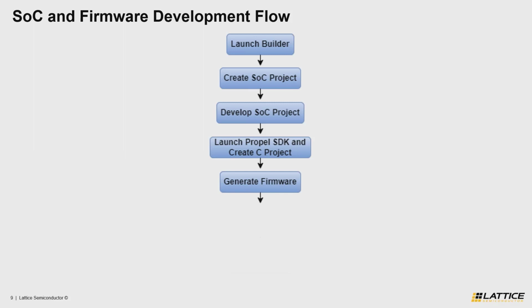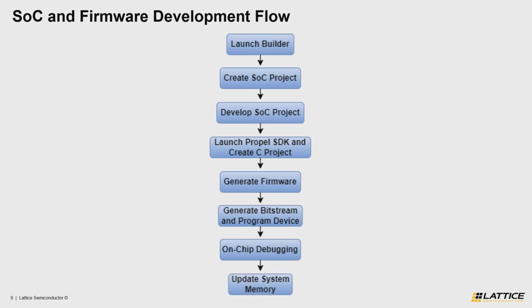After that, the next steps are to export your project to either Diamond or Radiant, run it through the project implementation flow to generate a bitstream, and then program your device so you can debug your firmware on chip using OpenOCD in Propel SDK. Finally, once you're satisfied with the state of your project, the last step for this flow would be to update your SoC's system memory with the memory initialization file that was generated by Propel SDK.